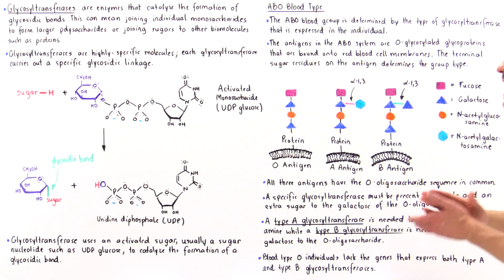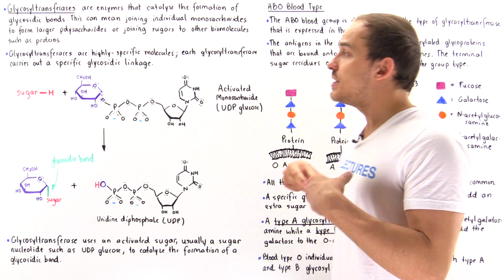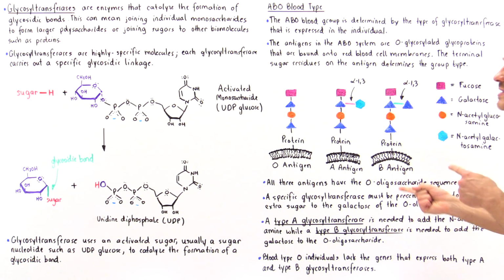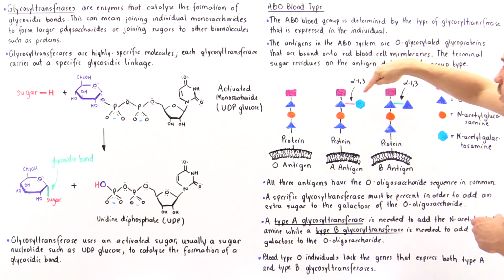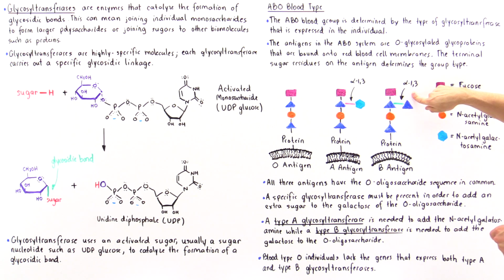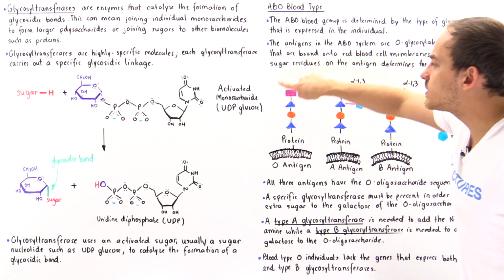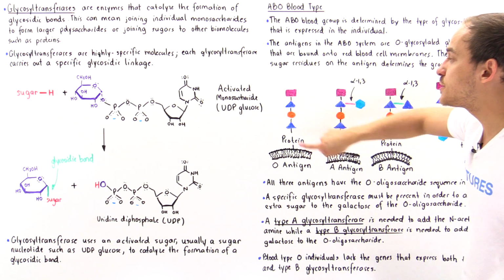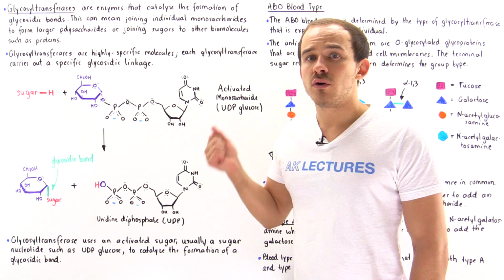On the other hand, if the gene is absent from that individual and the individual cannot synthesize either one of these glycosyltransferases that can actually form these two types of linkages, then they're not going to be able to form the linkages, and so they're going to have this molecule here, this glycoprotein. In that case, they're the O blood type.